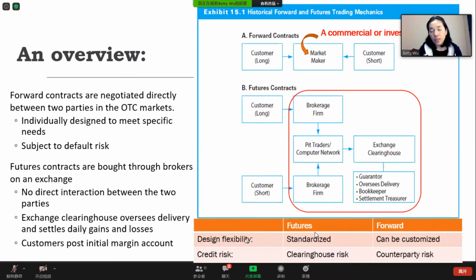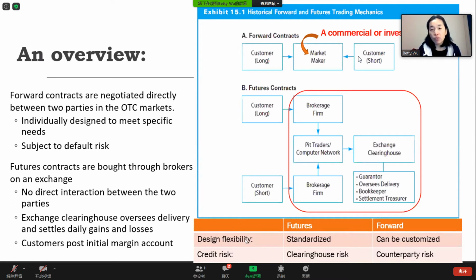This table compares the two, looking at design flexibility, default risk, and liquidity risk. We already see that futures are standardized in the clearing house, and forwards can be customized. The default risk is really counterparty risk. If one party defaults, then the counterparty has to suffer. The liquidity risk really depends on the trading. For futures there's some trading there, and for forwards there's no trading. You have to negotiate an exit if one party decides to end the contract. You couldn't just sell it because there's no market for it.